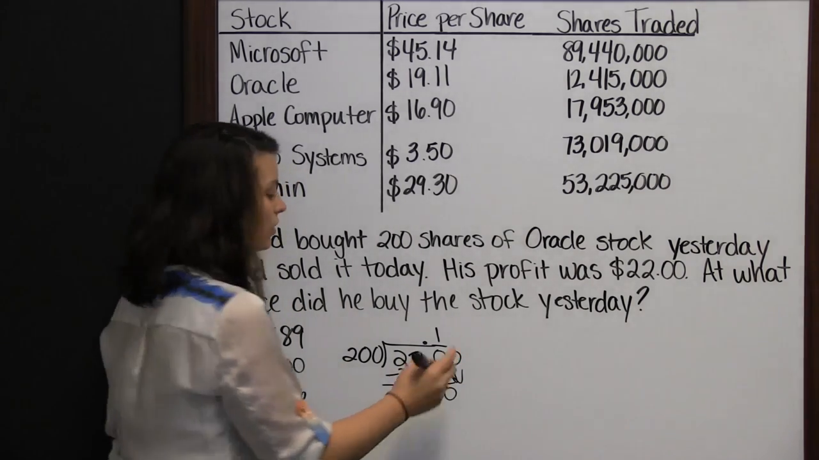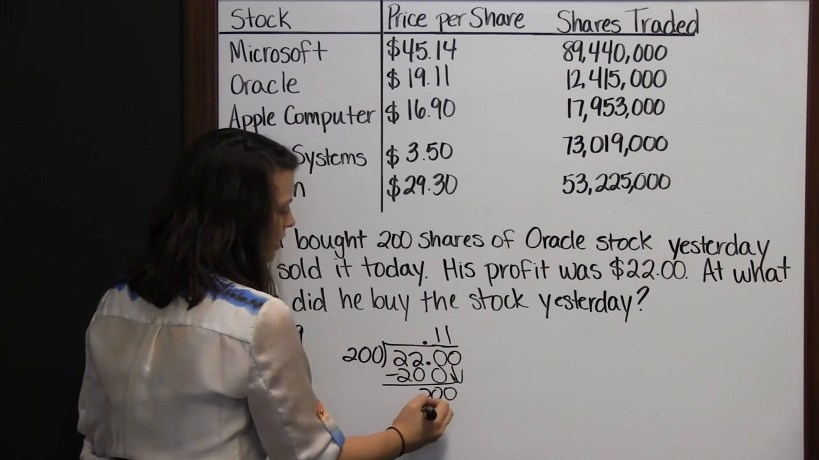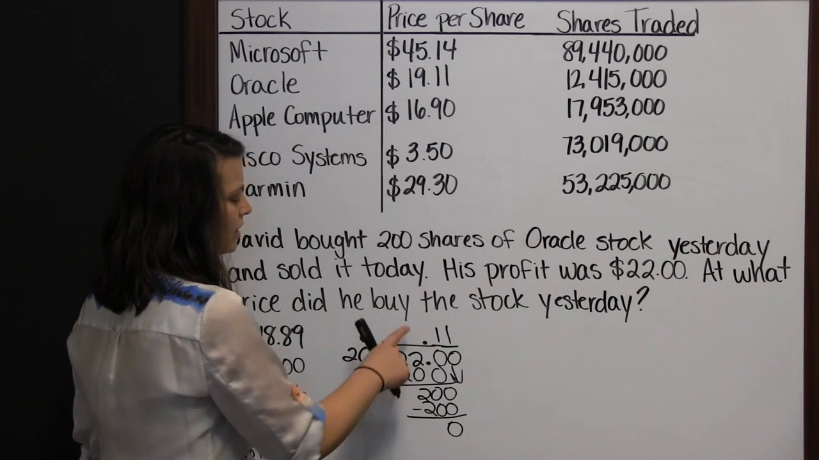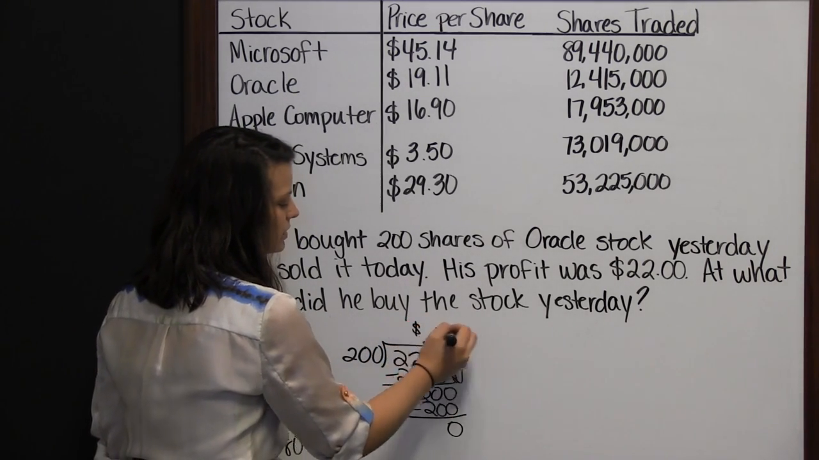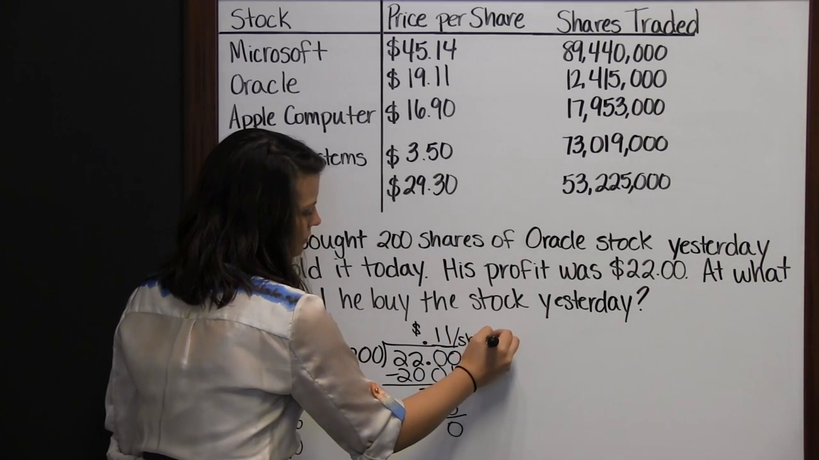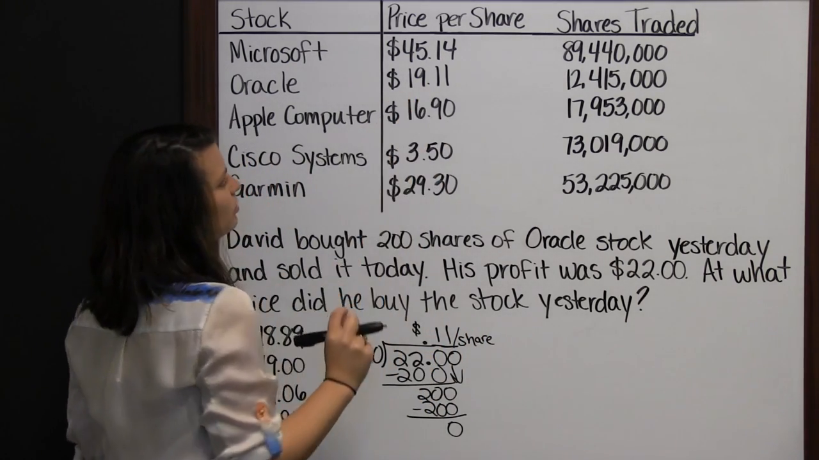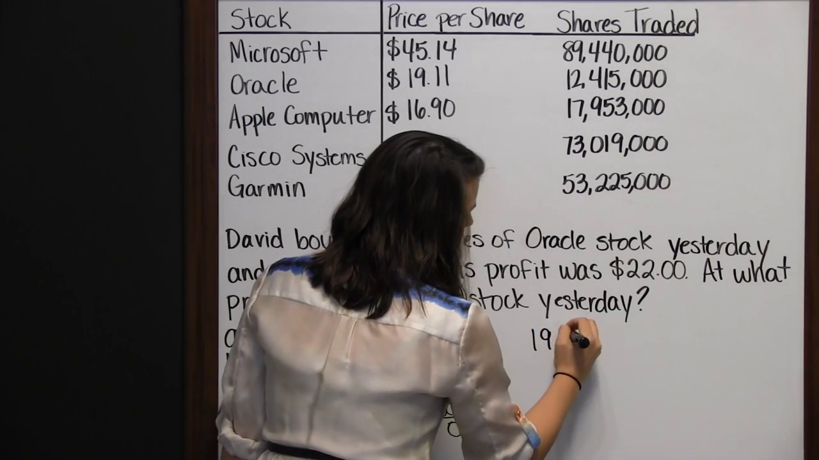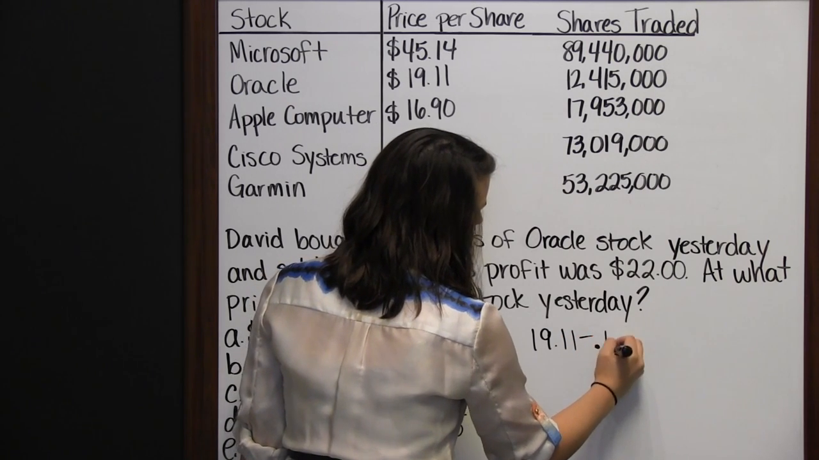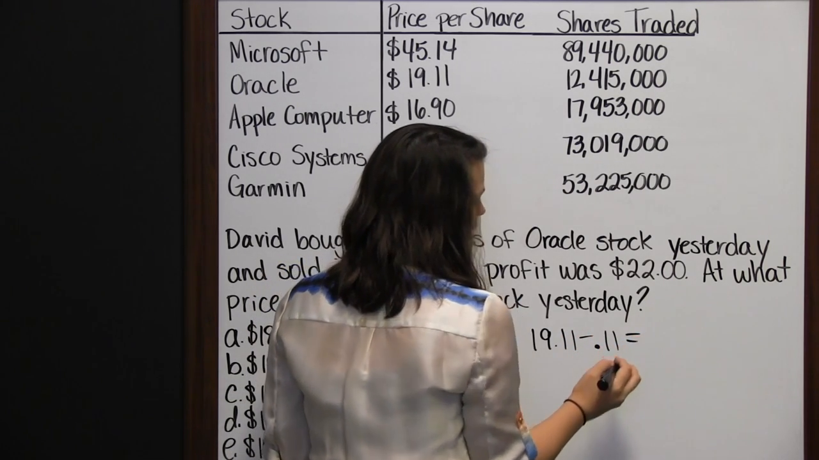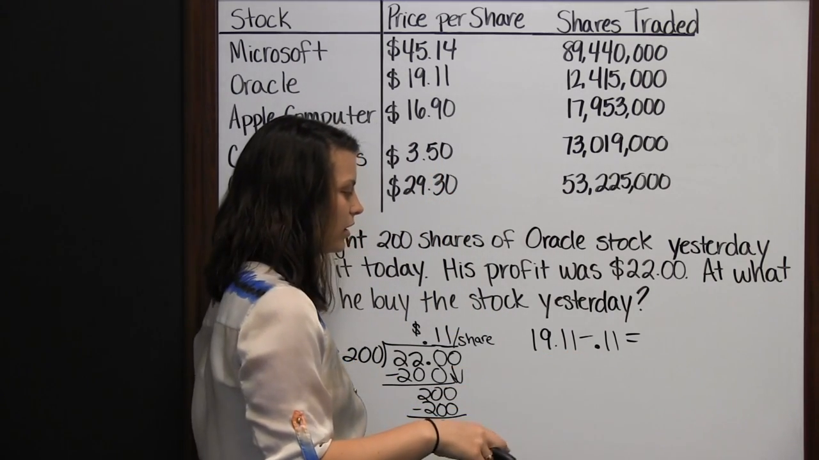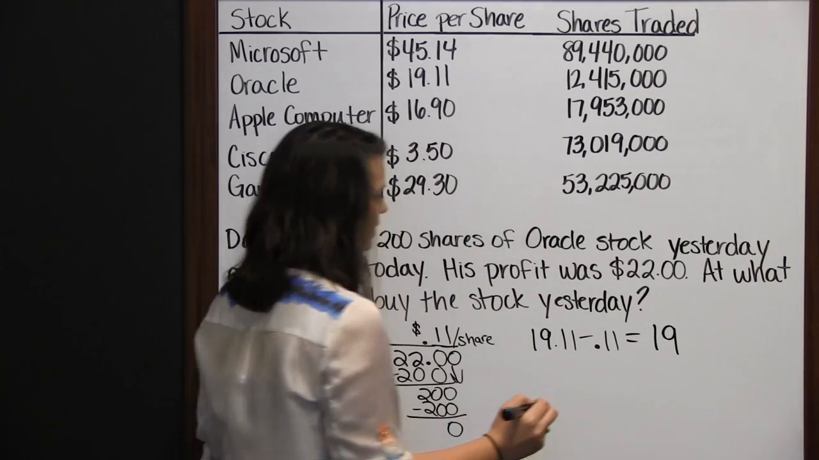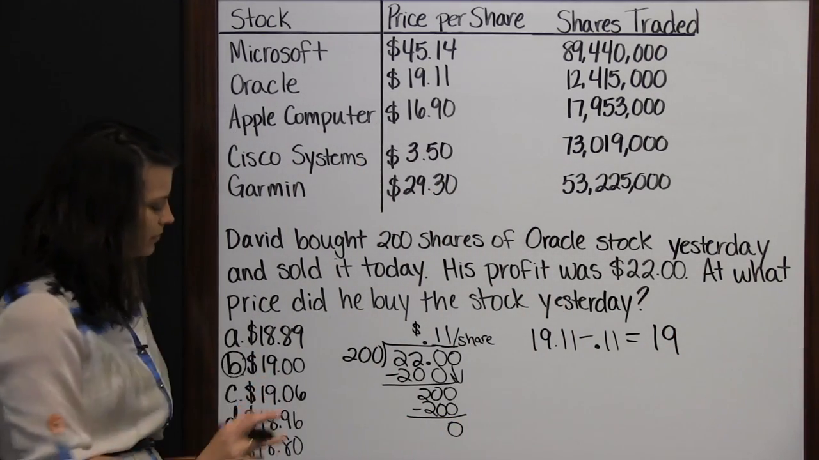200 goes into 200 one time. 200 times 1 is 200. We subtract and we get 0. Now we know that he made 11 cents per share. If today's price per share is $19.11, then we have to subtract his profit to find out how much he bought them for the day before. So $19.11 minus 11 cents would just be $19. Answer B.